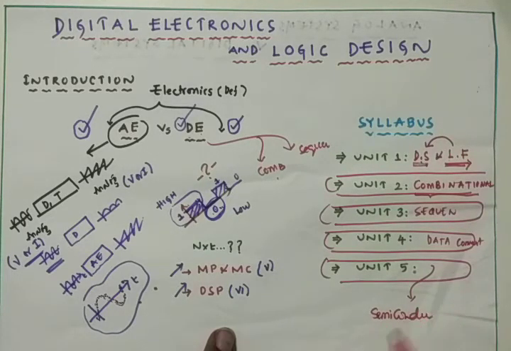And the fifth unit is semiconductor memories. How the digital data, or the binary data, is stored in semiconductor memories, we are going to study in the fifth unit. I hope I am very clear about the syllabus.